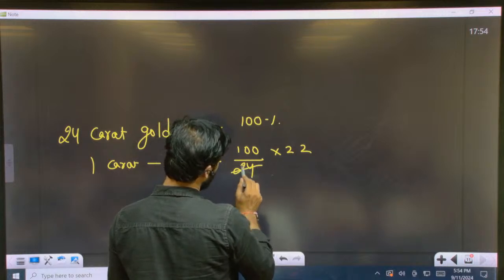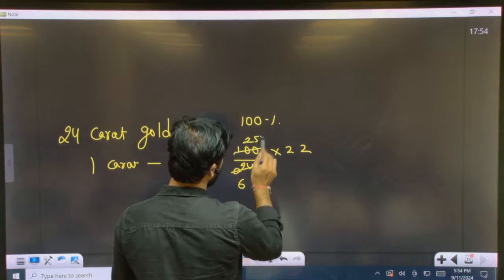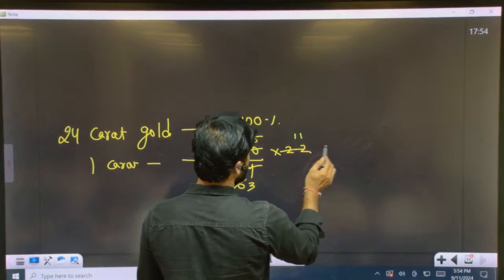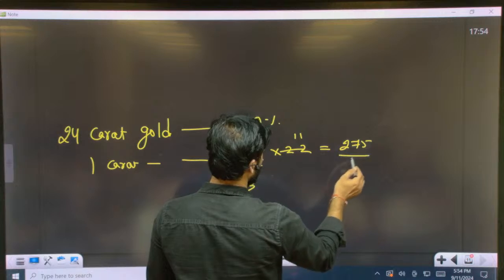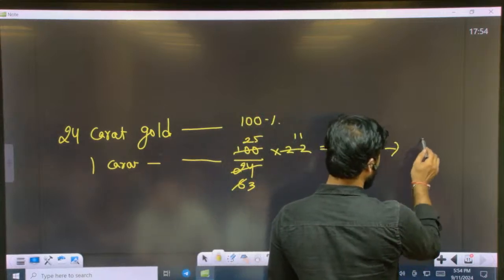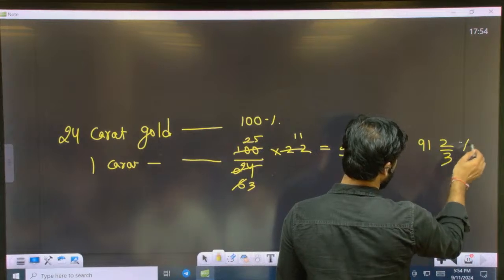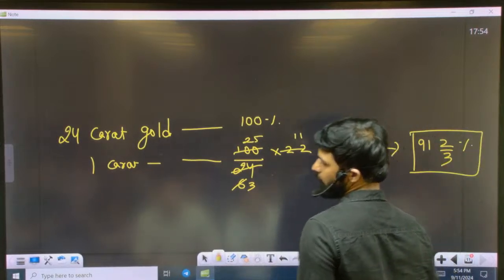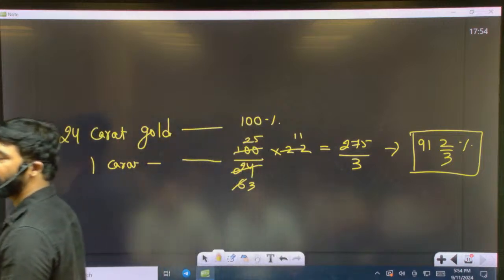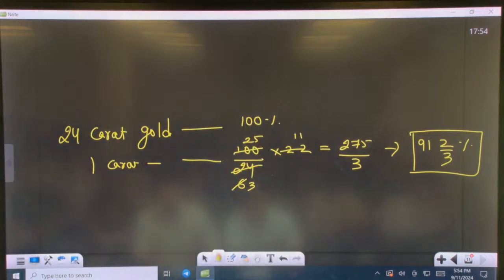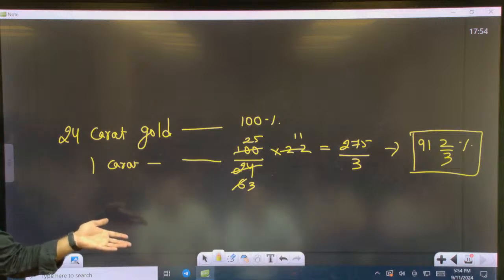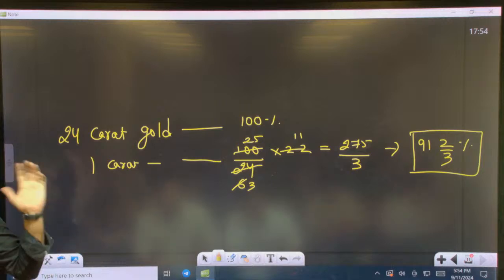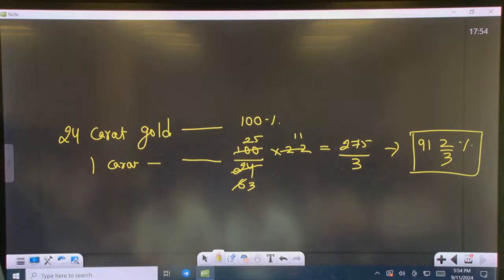So 4, 4, 6, 4, 25, 2, 3, 2, 1 must be 275 upon 3. So the answer is 91 and 2 by 3%. 91 and 2 by 3% will be the purity in 22 karat. Got it? With the same approach, that unitary approach. Any problem in this? Okay, this is for today. All the best. Bye bye.